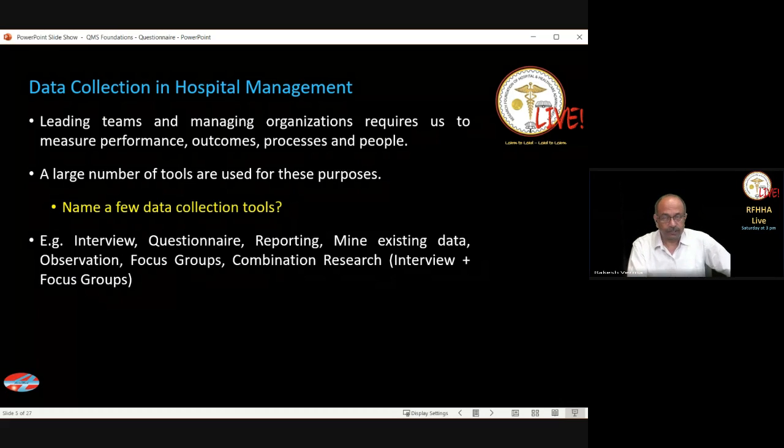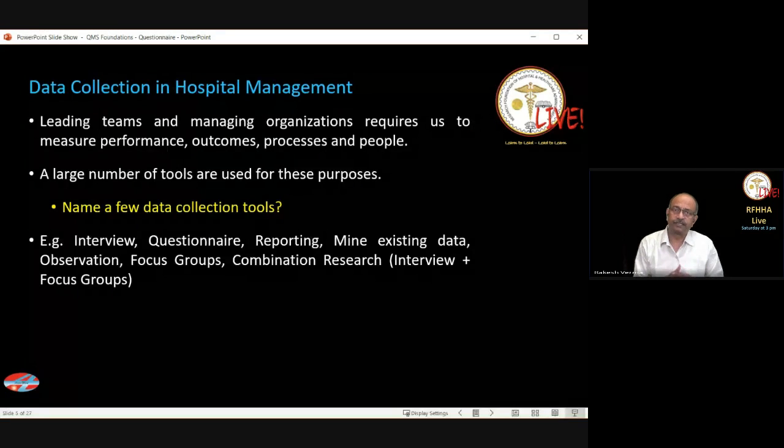Then you can carry out observations. Here you are not asking any question or interacting, you are merely observing. So we do the hand hygiene observation. That's a method of data collection by observation. Then we can also have focused group discussions. A focused group discussion is where you have an expert group, and that group is put together. They discuss a particular subject, and then they come out with inferences, and those inferences are then used for decision making in the management.